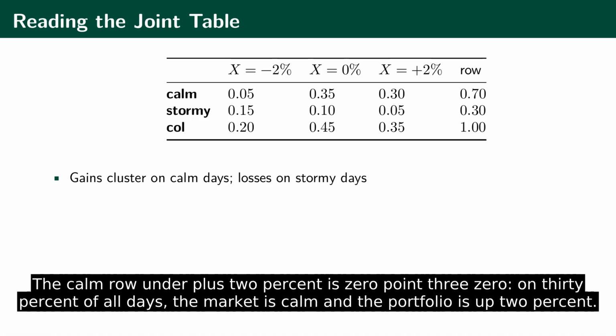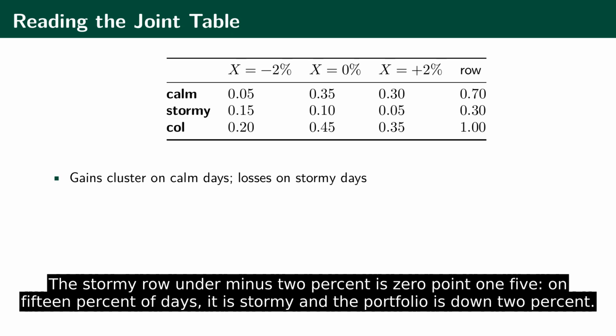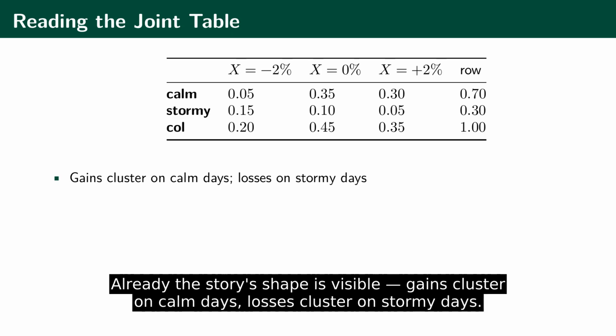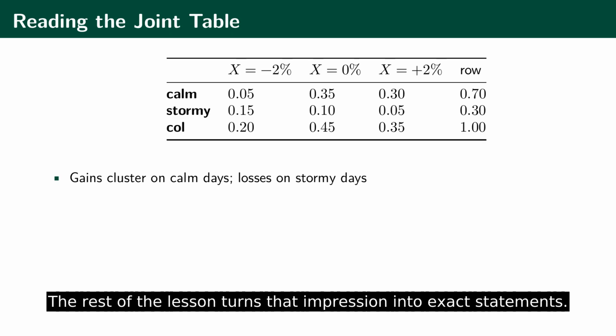The calm row under plus 2% is 0.30. On 30% of all days, the market is calm and the portfolio is up 2%. The stormy row under minus 2% is 0.15. On 15% of days, it is stormy and the portfolio is down 2%. Already the story's shape is visible. Gains cluster on calm days, losses cluster on stormy days. The rest of the lesson turns that impression into exact statements.